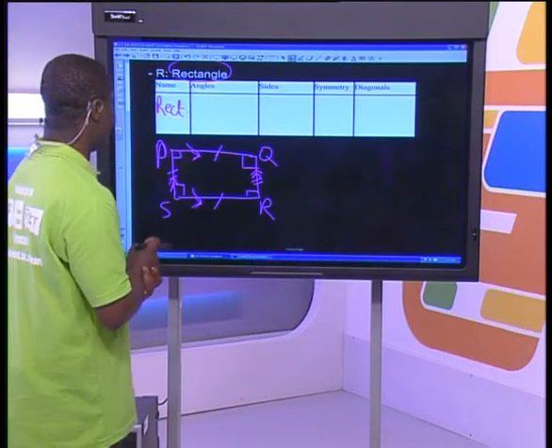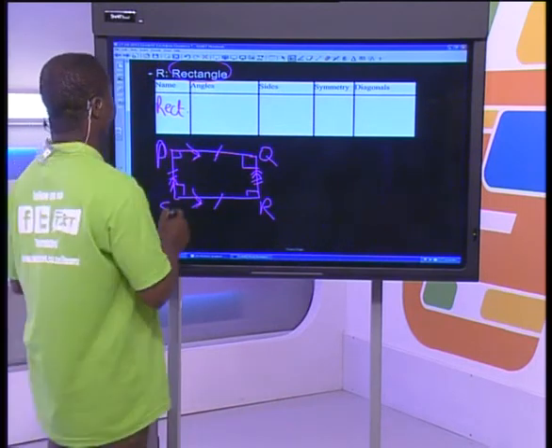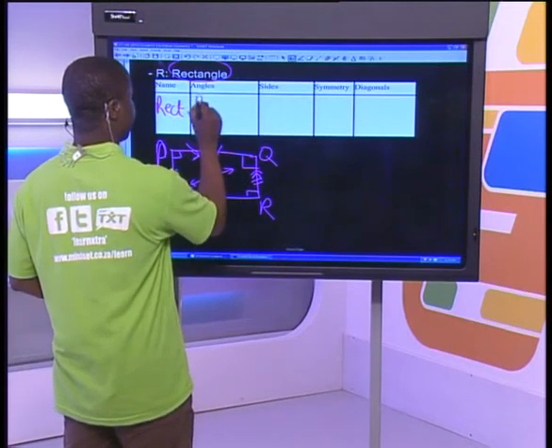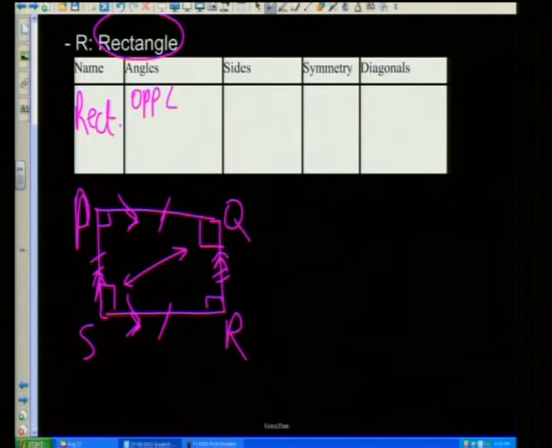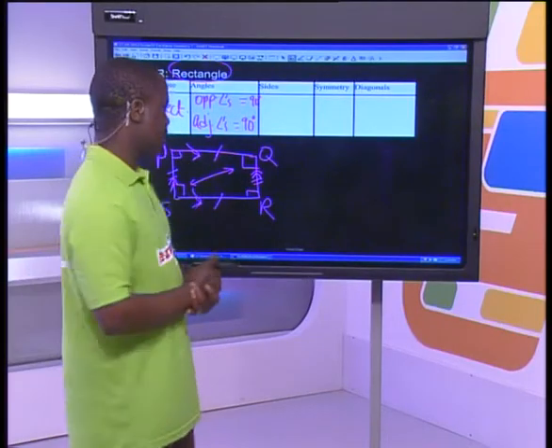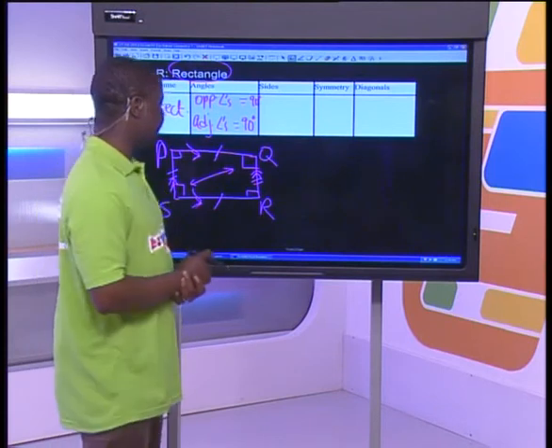So let's start describing this thing. So what we can see is that the opposite angles are equal, and they are actually equal to 90 degrees. The adjacent angles, they are also equal and equal to 90 degrees. So you could have made a statement that all angles equal 90 degrees. That would be fine.